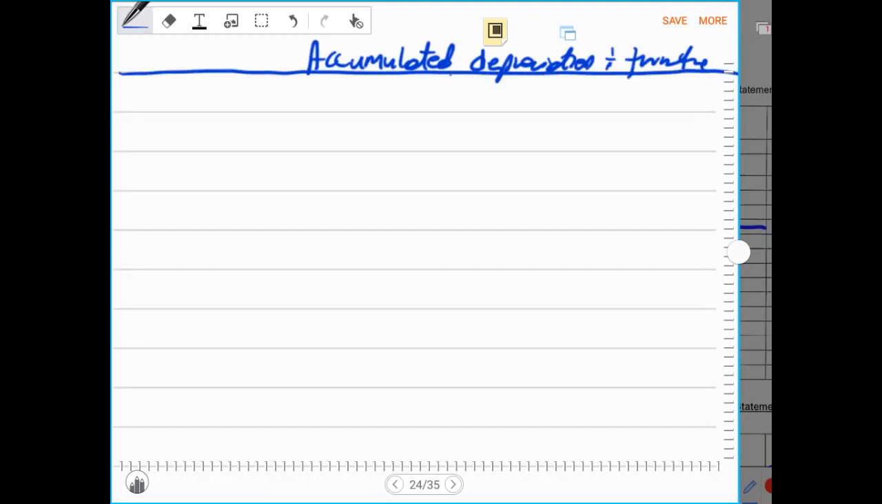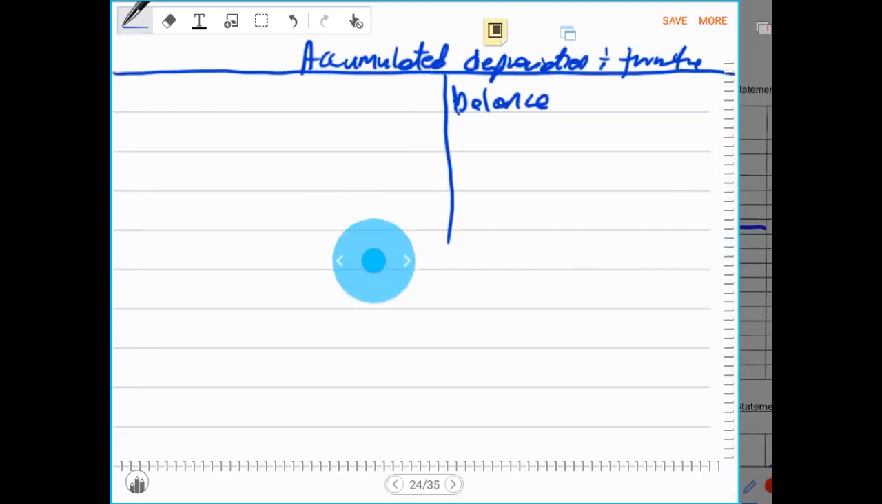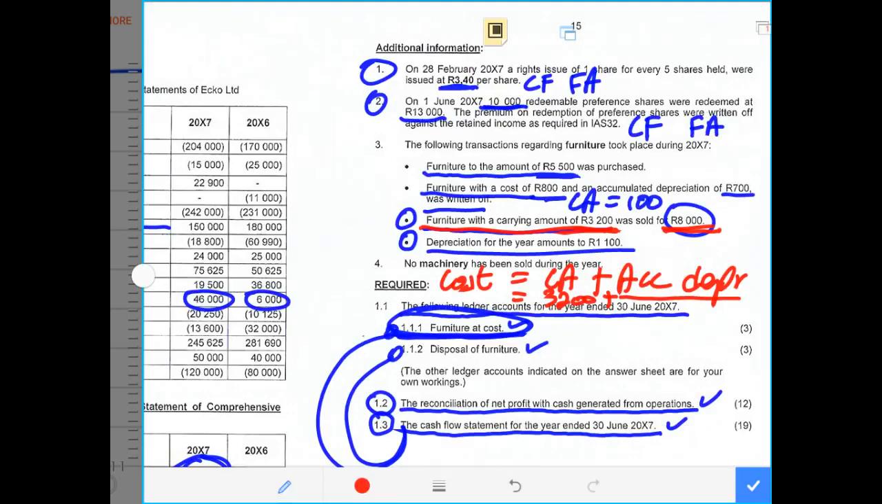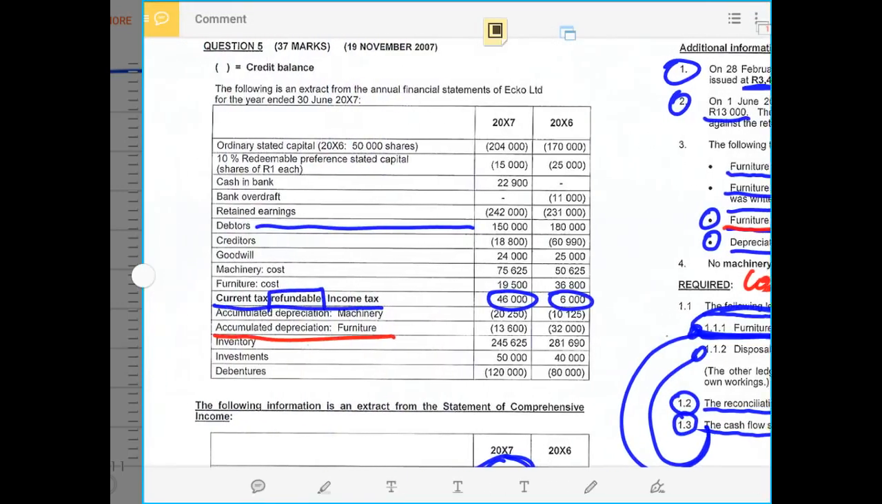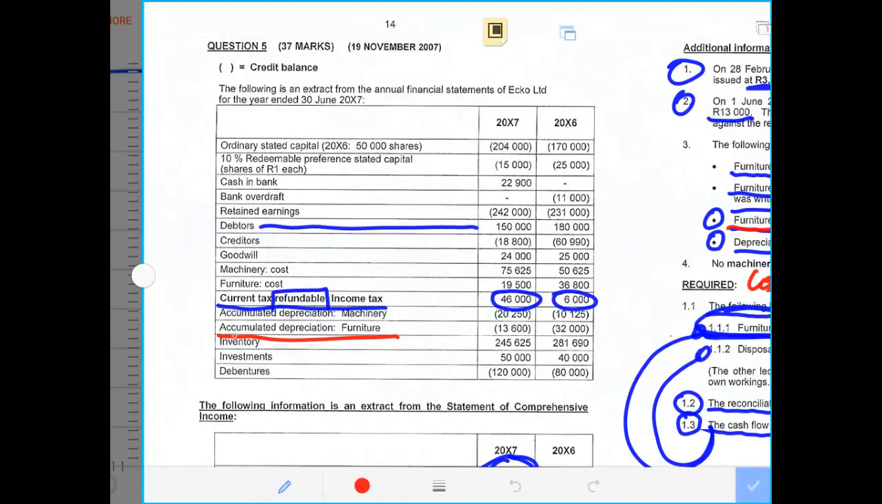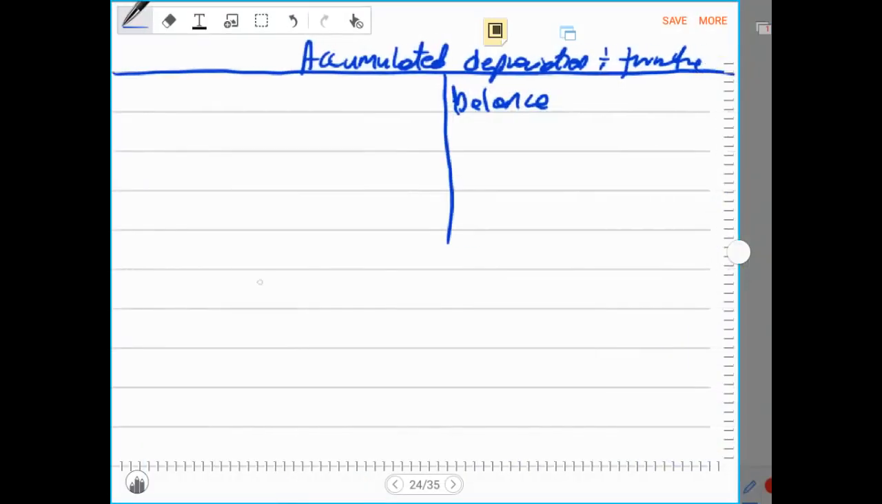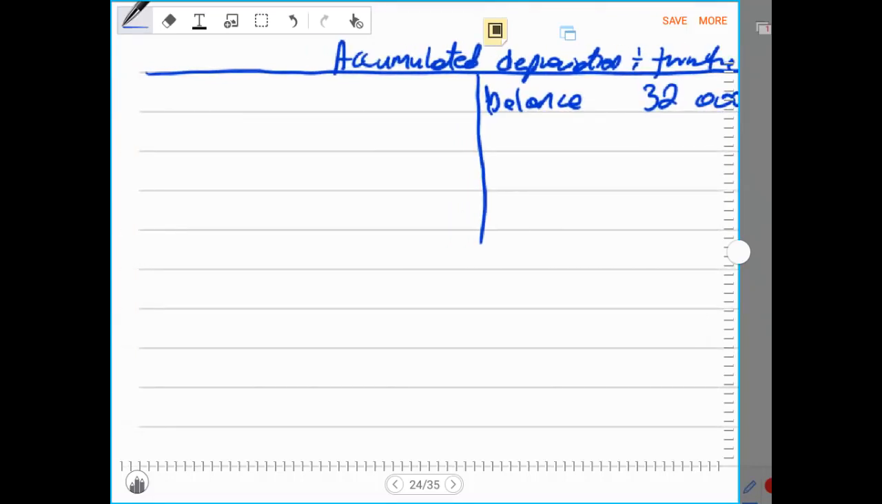And we know that the opening balance of the accumulated depreciation is on the credit side. This will be balance. Let's go to the statement of financial position and review the balance of all the furniture accumulated depreciation. Opening balance from the year 26 is 32,000 rands. Closing balance will go to the credit side.